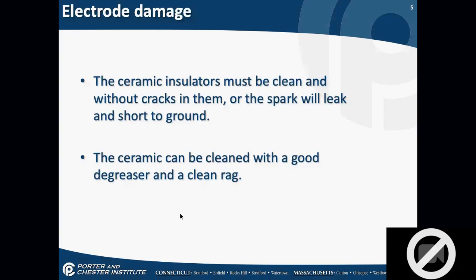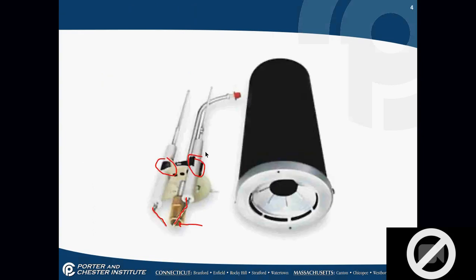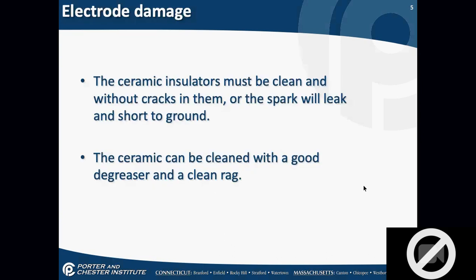The ceramic insulators on electrodes have to be clean. They can't have any cracks in them, or the spark will leak and short to ground. So again, if I have any cracks in this electrode at all, if there's any damage to the ceramic, I have a chance of that spark, instead of coming out where I want it to come out, and that's between the 2 points of my electrodes, I have the chance it's going to short to the metal back in this portion or in this portion of it. So the electrodes have to be clean, and the ceramic has to be clean, and it cannot have any cracks in it. The ceramic can be cleaned with a good degreaser and a clean rag.